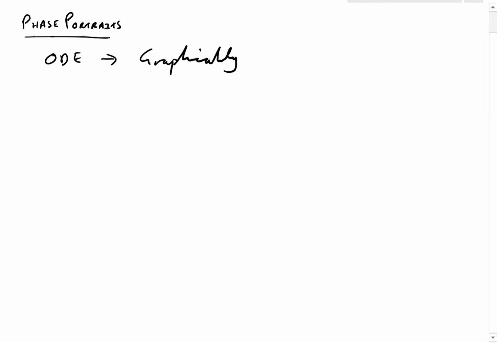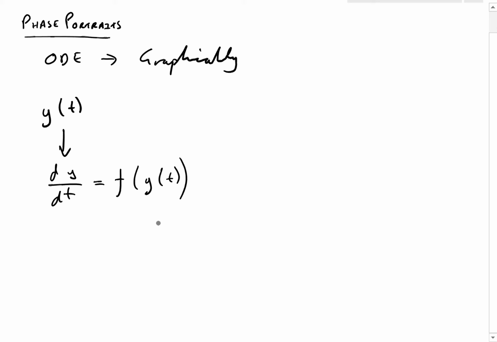Okay, so let's say we have a function y, which is a function of t. In other words, y will change through time. Then we differentiate y with respect to t, and I'm going to call this a function, f of y of t. Our function is going to be of y, which is going to be of t. But just for convenience, I'm going to denote this as f of y.